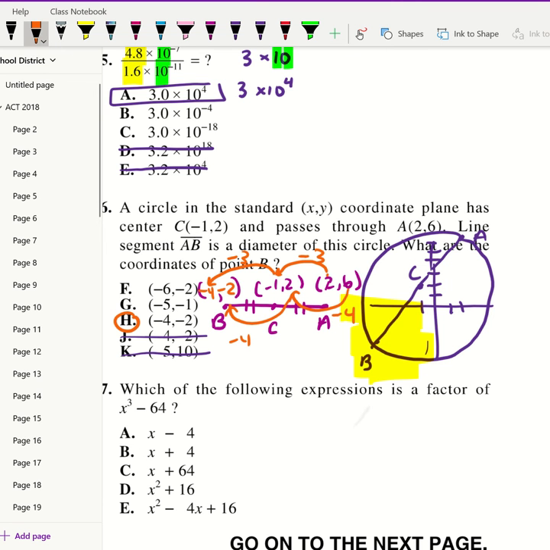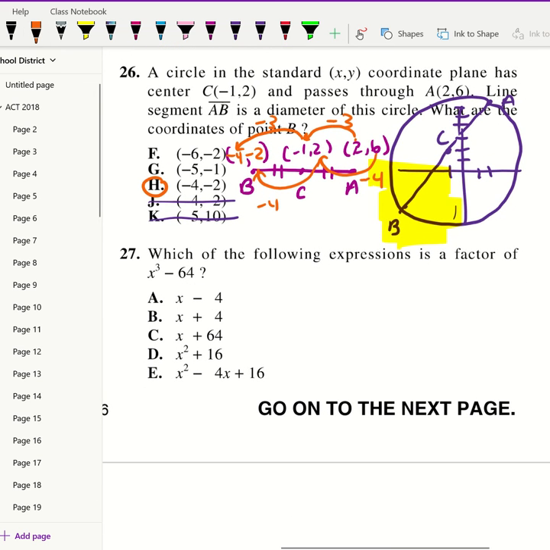All right, last one, question 27. I want to figure out which of the following is a factor of x cubed minus 64. This one is a formula that is taught in Algebra 2 classes. So if you've not had an Algebra 2 class yet, you probably haven't seen this formula.